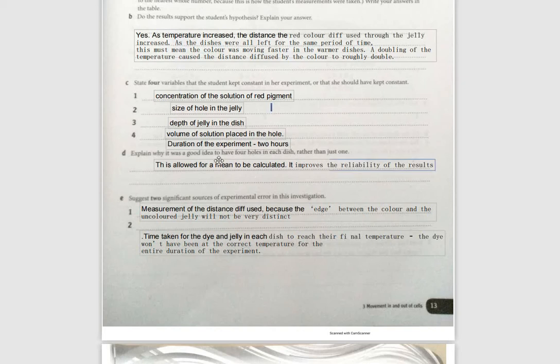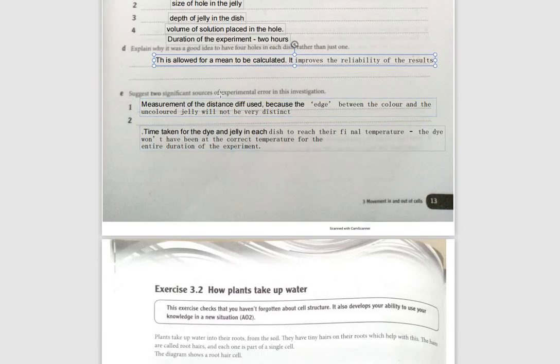So in this way you can calculate the mean, or you can say it improves the reliability. So this is one key term, reliability, or you can say it allows the mean to be calculated. Now, suggest 2 significant sources of experimental error in this investigation. Since it just says suggest, you don't have to explain, but I actually mentioned it over here why you have to state this.